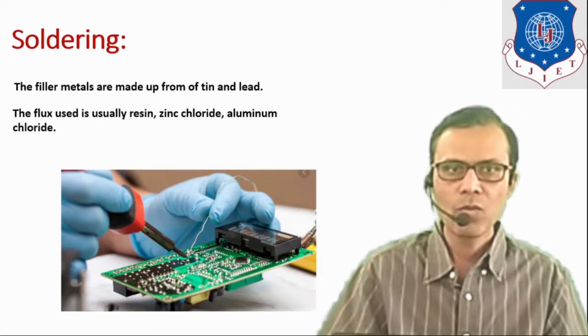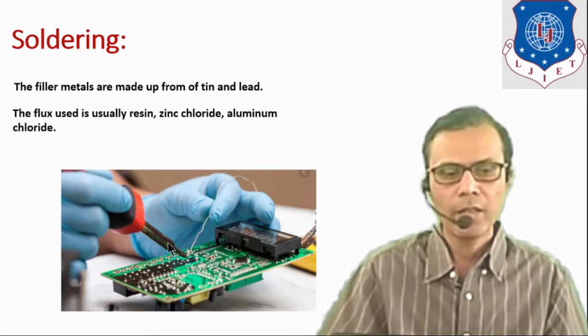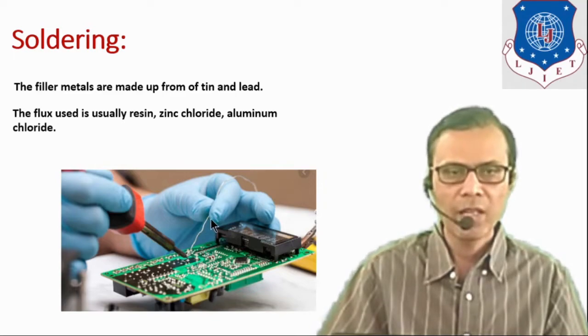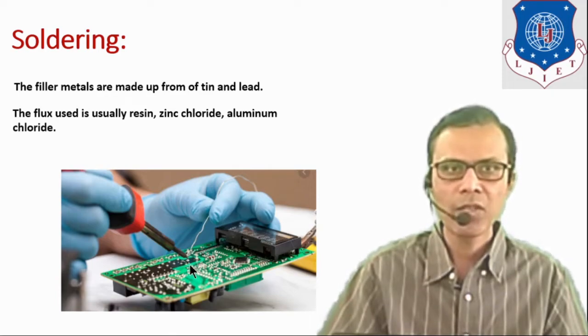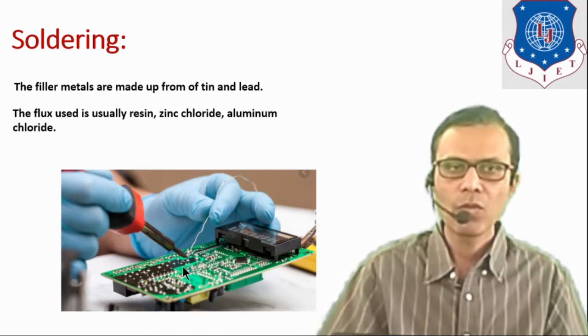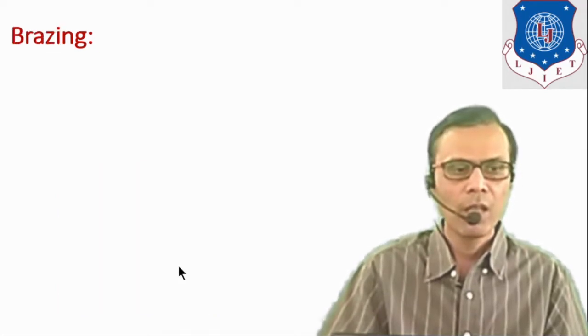So when we want to perform the soldering process, first this soldering iron is heated, and at the tip of this soldering iron the filler metal is supplied. As it has a lower melting point, that is below 450 degrees Celsius, it will get melted, and by capillary action it is deposited between the two parts which we want to join together. Next process is the brazing process.